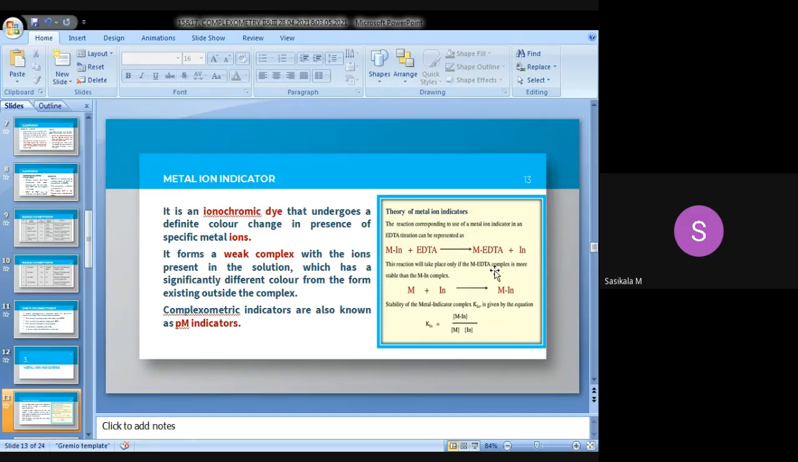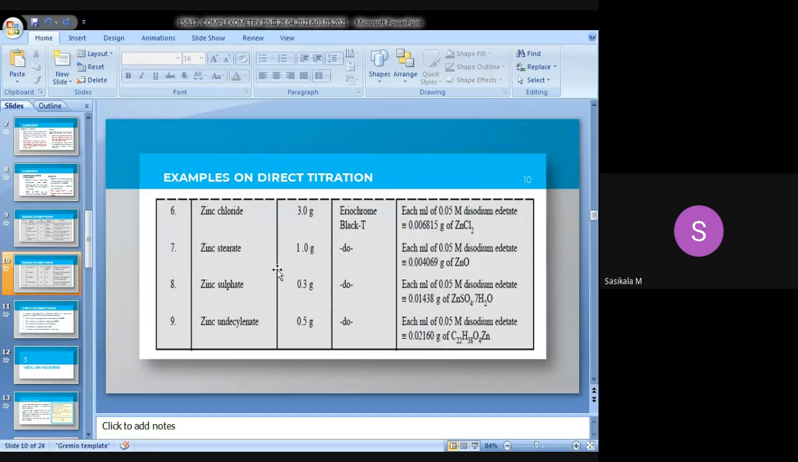At what pH does it form a strong complex? It forms a strong complex at pH 9 to 11. In basic pH, it forms a strong complex. Which one? Your titrate and titrant. Titrate will be the metal ion. Titrant is EDTA. Indicator is what? Eriochrome black T, EBT. I told you, right? That we have discussed earlier.